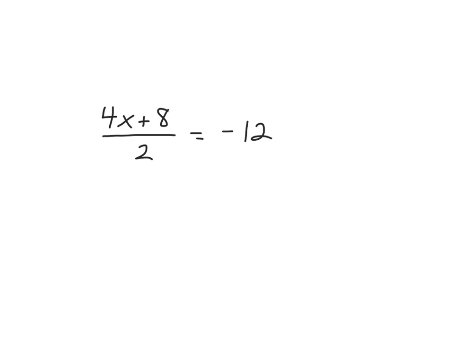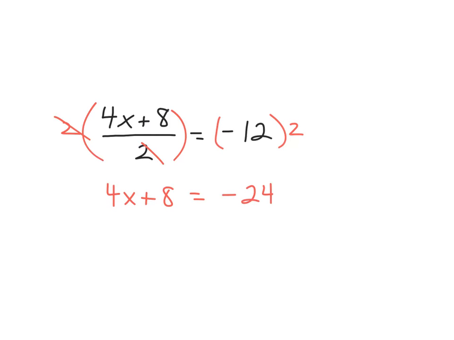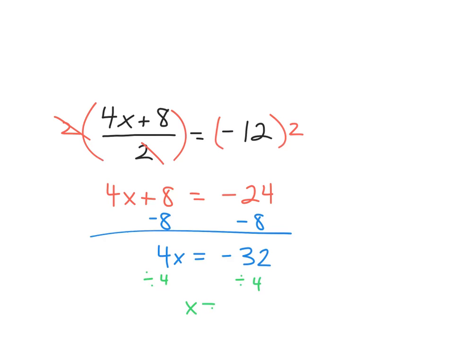All right, so I'm going to start by multiplying both sides by 2. These cancel. We get 4x plus 8 equals negative 24. And then I'm going to subtract 8 from both sides, and I get 4x equals negative 32. And then my last step is divide by 4. And I end up with x equals negative 4. So x equals negative 4. That would be our answer.